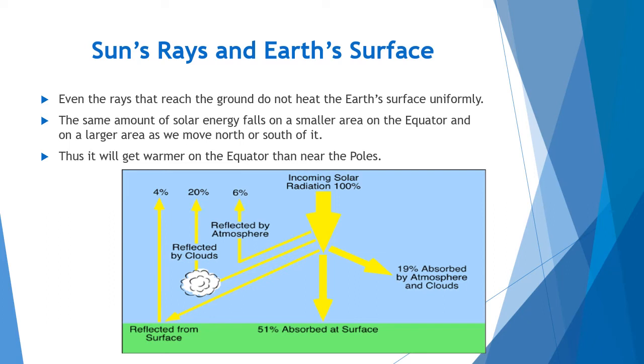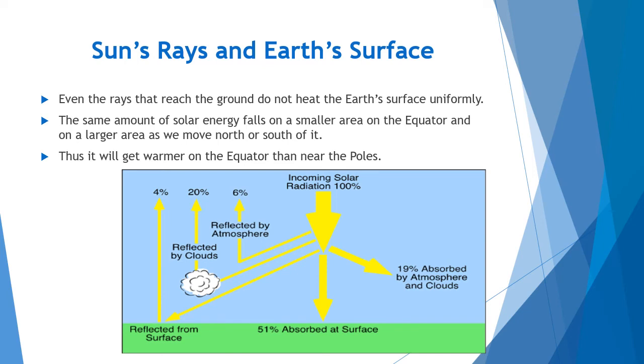Now you see the incoming solar radiation, what the earth is absorbing. 51% is absorbed at the surface, and how much is reflected? 4% is reflected from the surface, 20% by the clouds, and 6% by the atmosphere. Altogether it is 30%. That is called albedo. I said one third, the 30%, is albedo. And 19% is absorbed by the atmosphere and clouds. So 51, 19, 30. Altogether it is 100%.